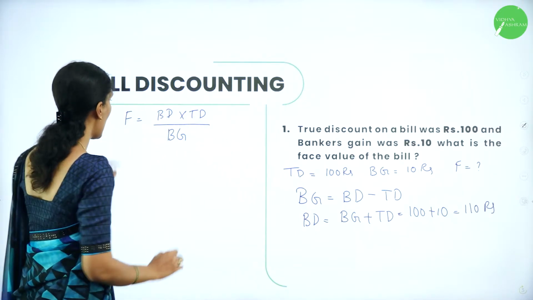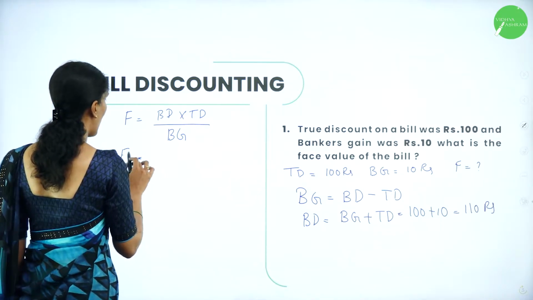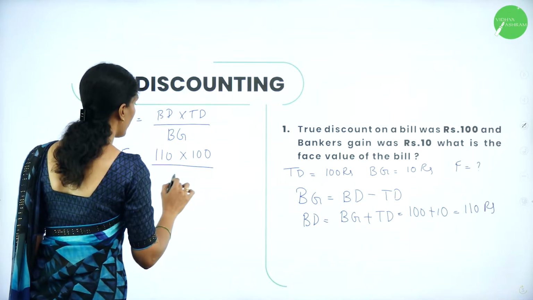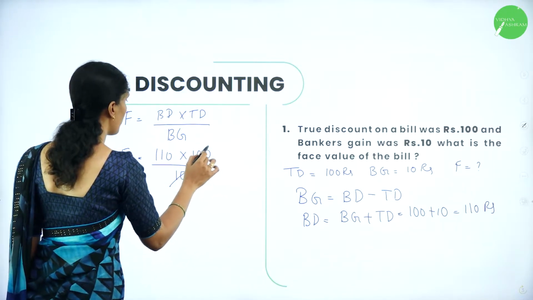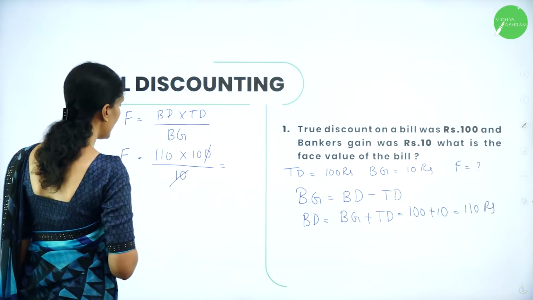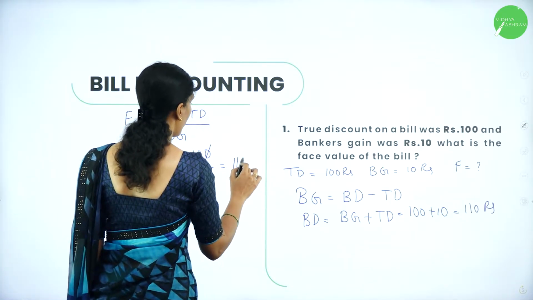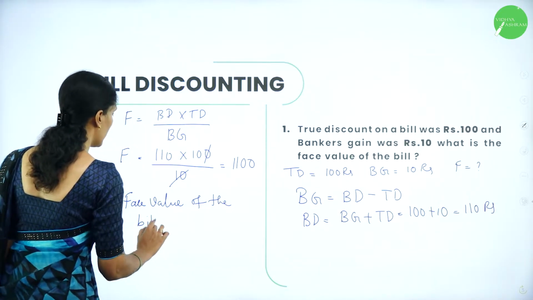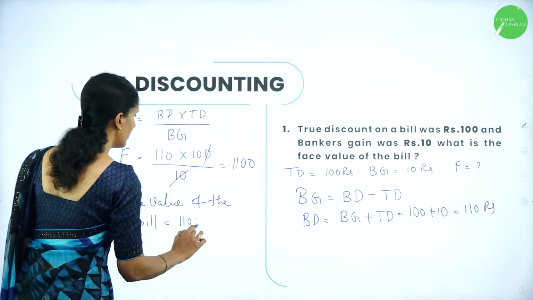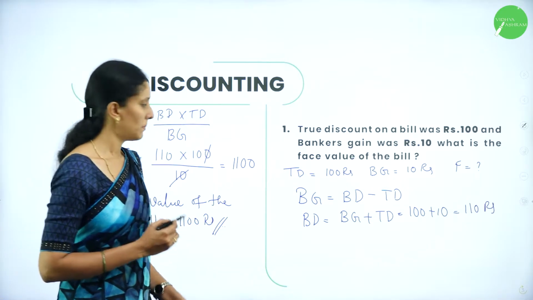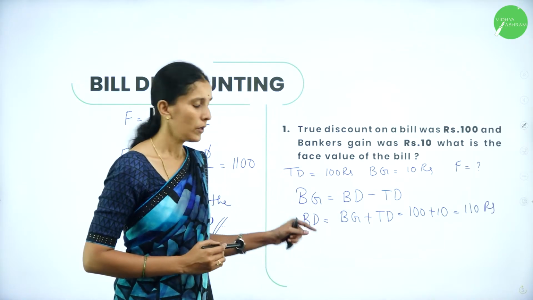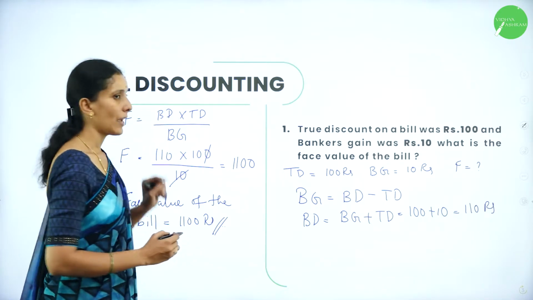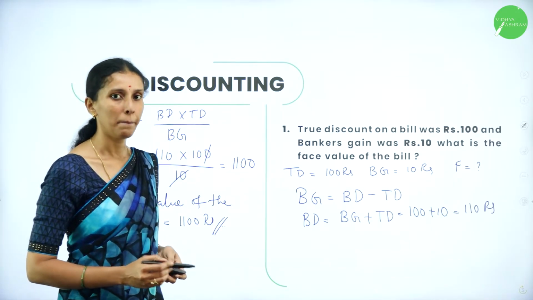Now I got what is my banker's discount. So using this, I'll apply here. So your face value will be 110 into 100 divided by 10. So when you cancel, you will get 110 into 10, that is 1100. So therefore, face value of the bill will be 1100 rupees. Very simple. We don't know what is banker's discount. Using the banker's gain formula, we can find banker's discount. Then we will apply it to the formula of face value of the bill.